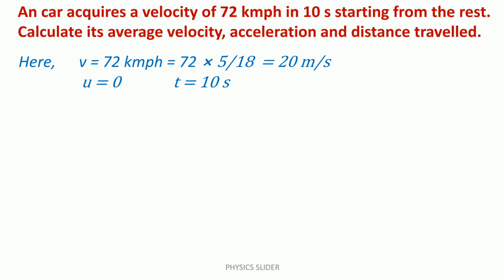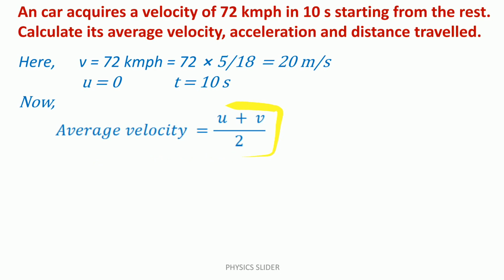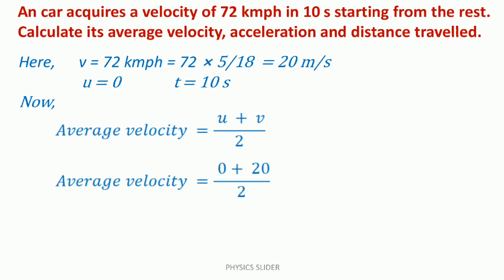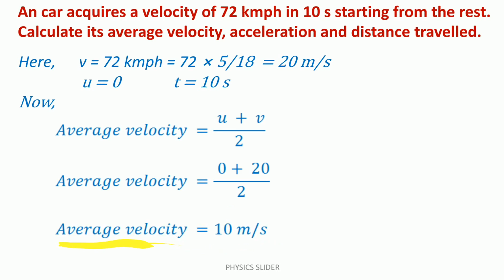So we have the formula for average velocity, which is (u plus v) upon 2. Put the values of u and v in this formula. We will have (0 plus 20) upon 2, and solving this, we will get 10 meter per second. So the average velocity is 10 meter per second.